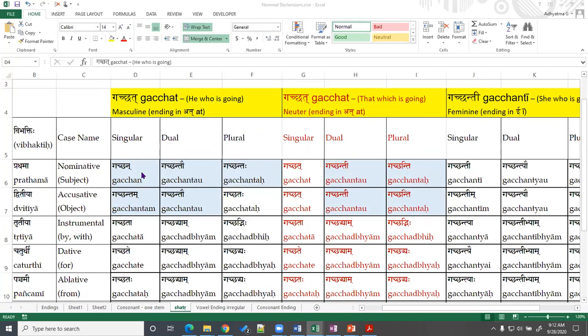The difference is that it is a two-stem declension. So the first 5 forms are made differently. The other forms are exactly the same as you will make for marut. But the first 5 are a little different. You can see clearly: gachan becomes gachan, gachantau, gachantaha.